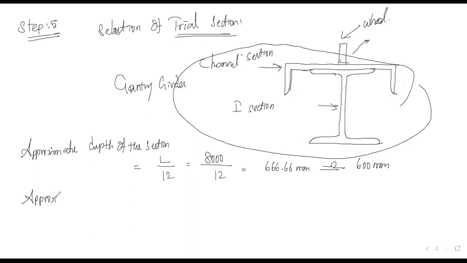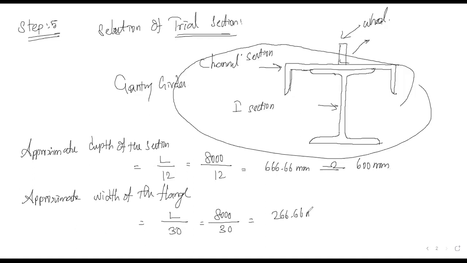Similarly, the approximate width of flange is nothing but L by 30. So 8,000 divided by 30 becomes around 266.66 mm, so we can say 300 mm. So we have to choose the I section having a depth of 600 mm, and we have to select the channel section having a flange of 300 mm.